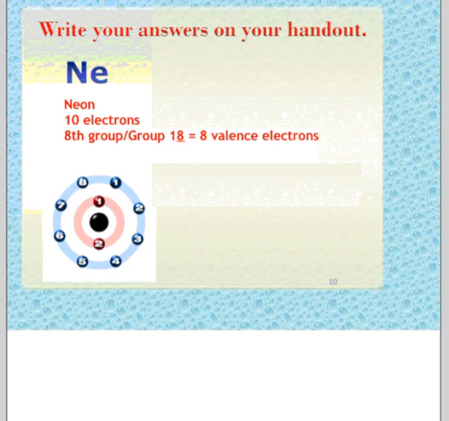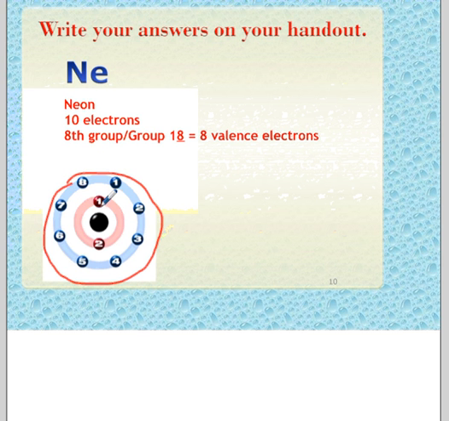This is neon. Neon has 10 total electrons. Okay, and remember, you can also find electrons by looking at the atomic number. The atomic number is the same as the number of protons and the same as the number of electrons. So neon has 10 electrons, but it's in group 18 or 8, which means it has 8 valence electrons. So 8 of those electrons are in the outer shell. Okay, 2 are on the first shell, but 8 are on the outside, which means it has 8 valence electrons.